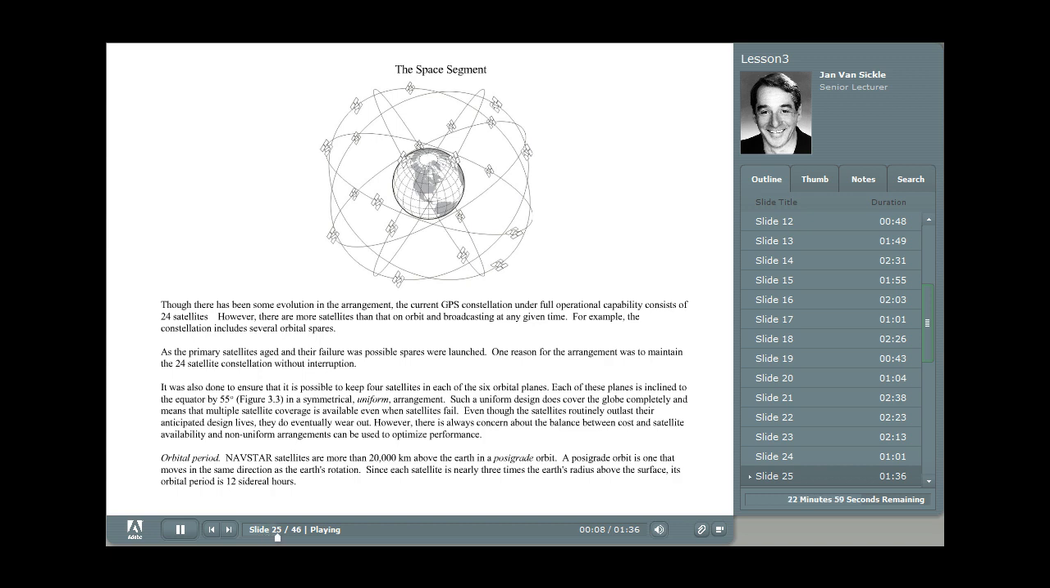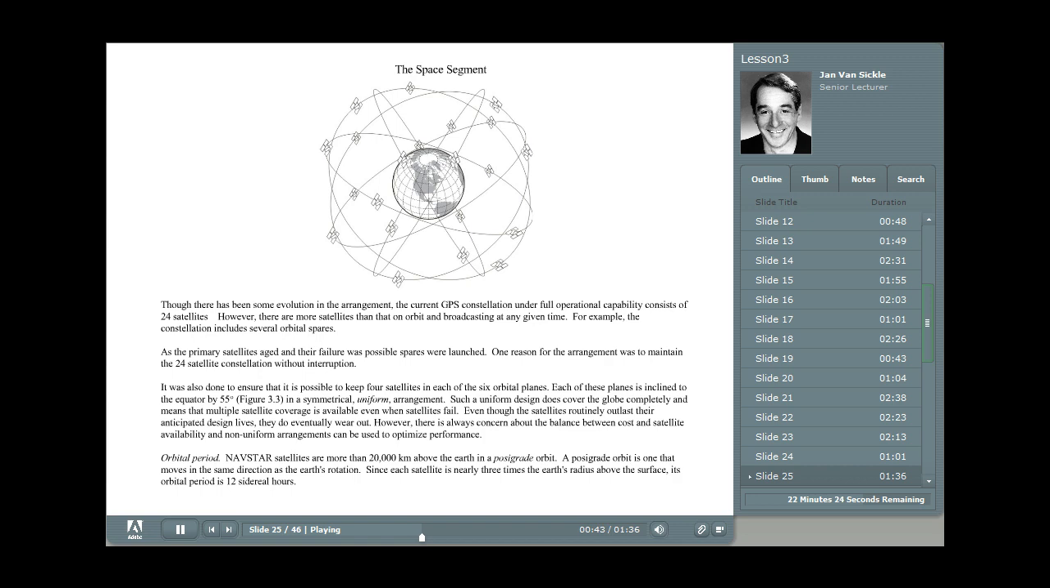First, let's look again at the space segment, which of course are the satellites themselves. A full constellation is 24 satellites, and that's basically what we have, plus some orbital spares. And one of the reasons we have the orbital spares is to be sure that if satellites wear out or become out of service, there is already a satellite available to take the place of any that go down.